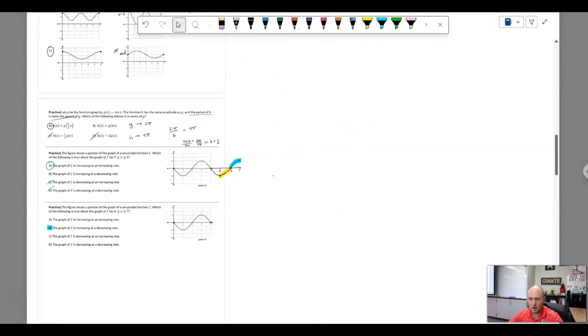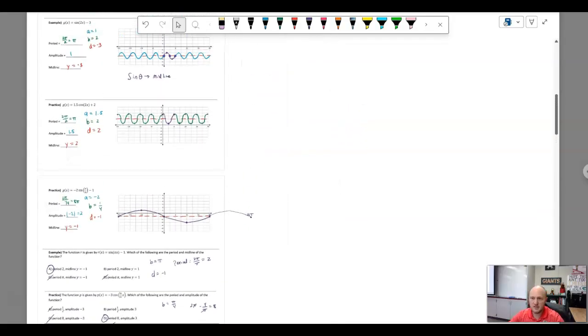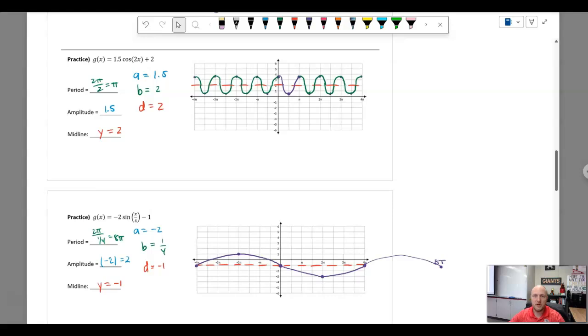All right, hopefully in this video you learned how we affect period by using a b parameter. It's always the reciprocal from what you see. So if you see a 2, that's actually scrunching your graph closer together. And if you see a fraction, like a 1/4, it's actually stretching that graph, elongating the period.